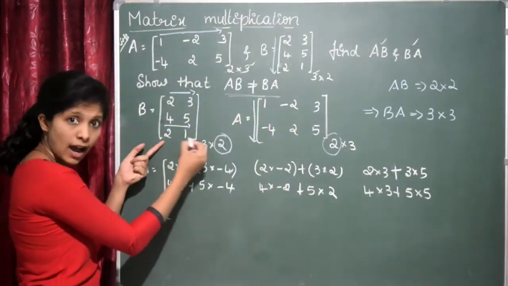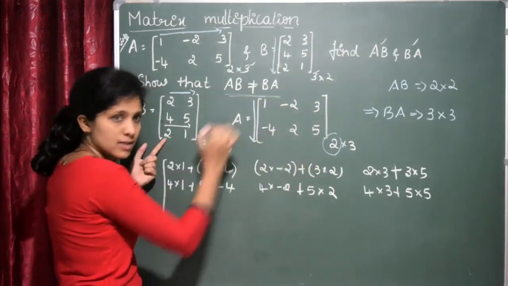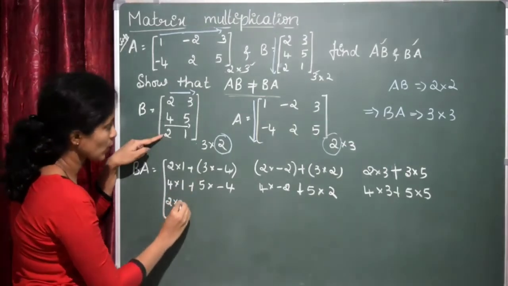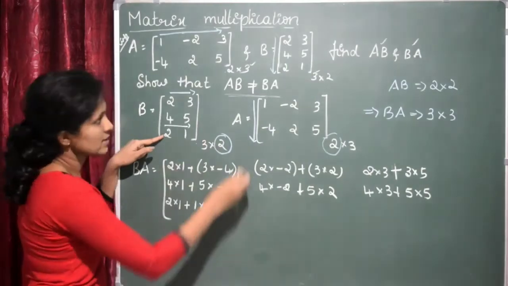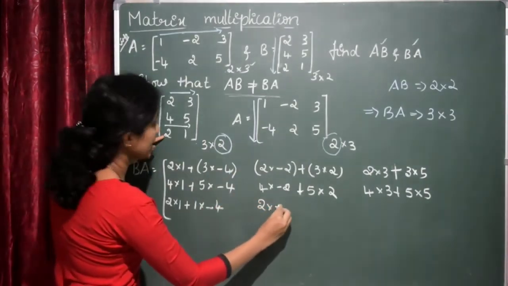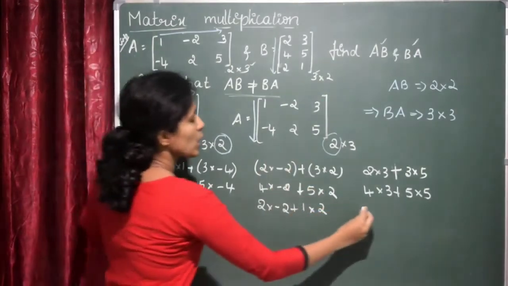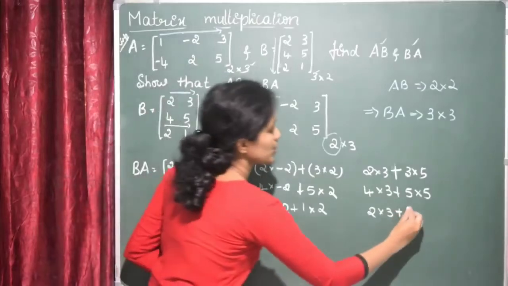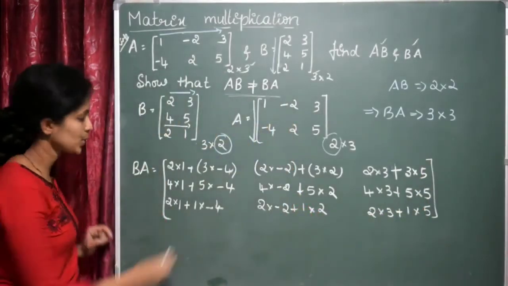Next will be last row and the first column, last row, second column, last row, third column. We will multiply this one. This will be now 2 into 1 plus 1 into minus 4. Next 2 into minus 2 plus 1 into 2. Next will be 2 into 3 plus 1 into 5. Is it clear? Now you just have to simplify.